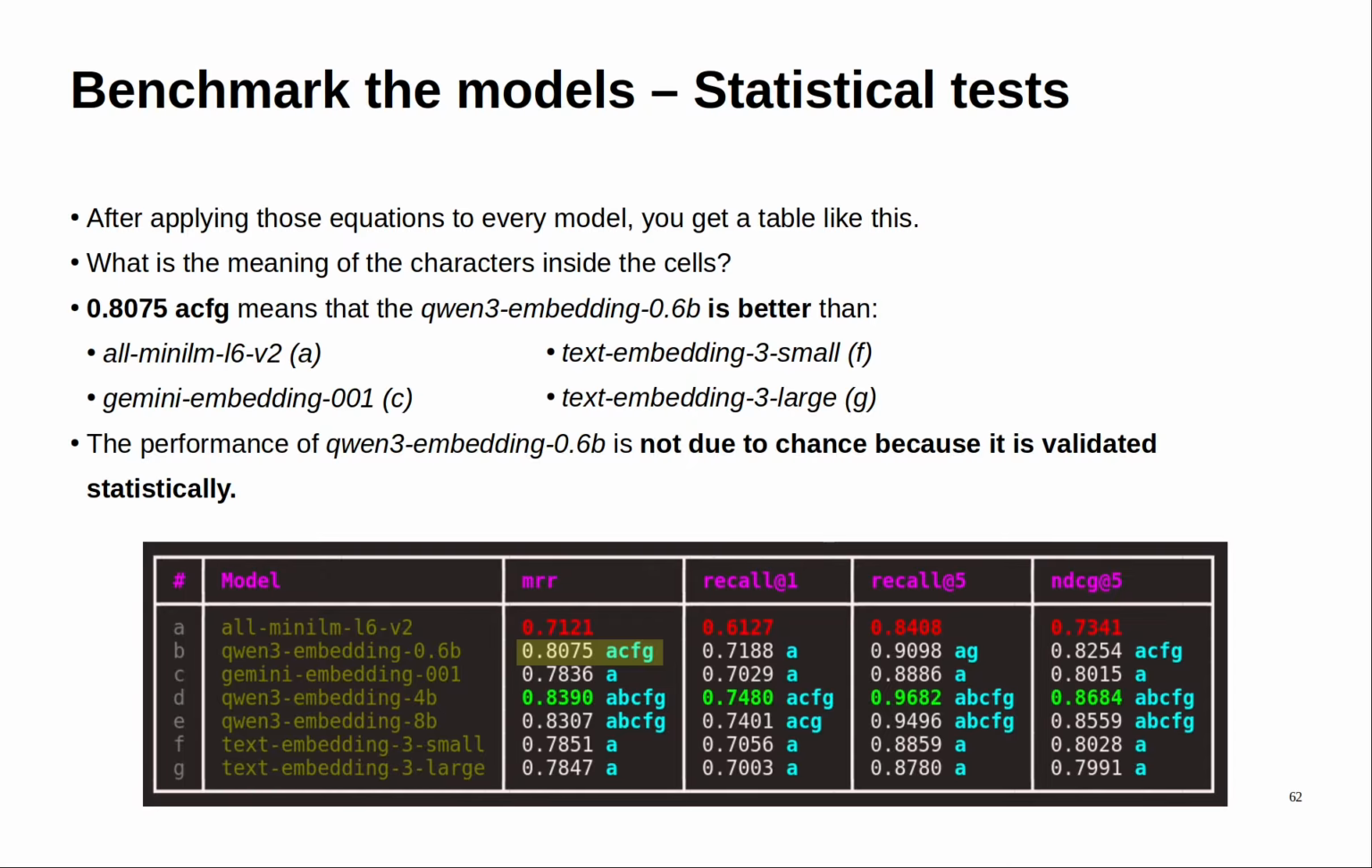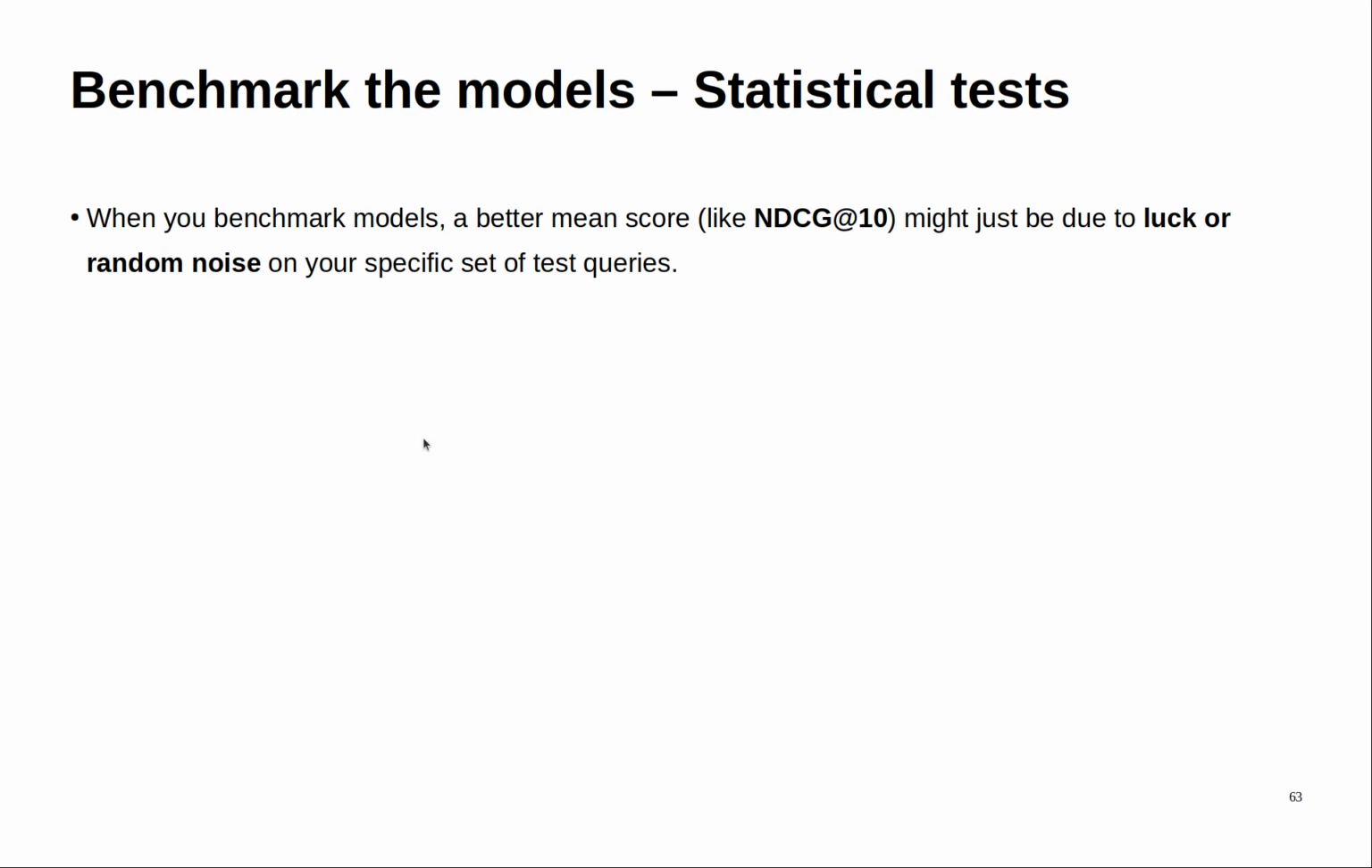And with statistical testing, we can prove that, and we can get this information very easily. And this is what I explain here. When you benchmark models, if you get a good score in a metric, that doesn't mean that this model is good. This model might have performed better than the other ones because it got lucky, or because there is random noise in the data, or because you have selected the data in a way that shows that this model is better than the other ones.